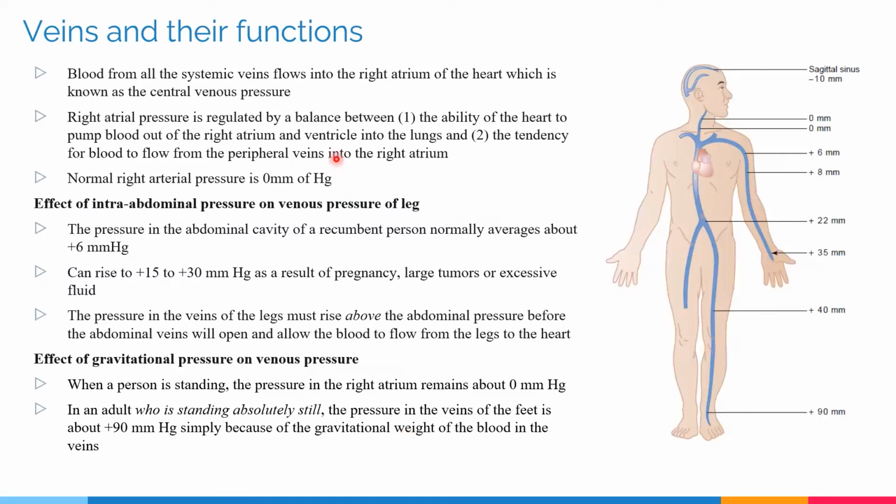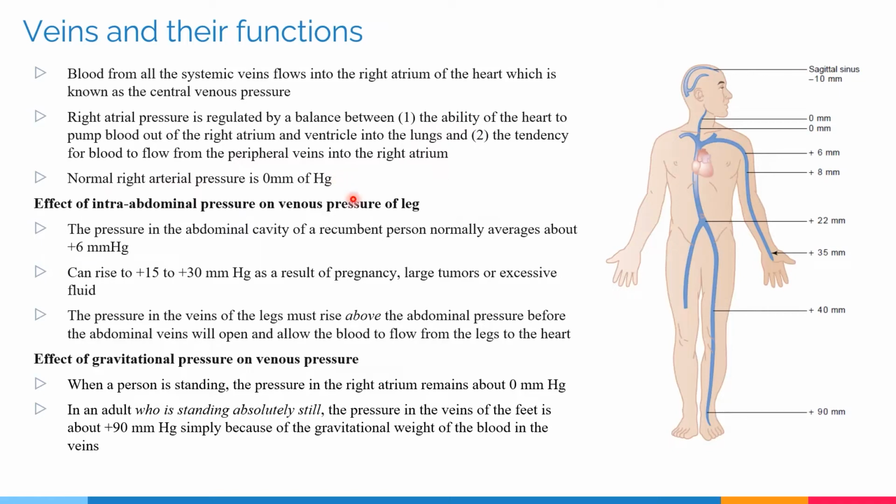Next, we move on to veins and their functions. Blood from all systemic veins flows into the right atrium of the heart, which is known as the central venous pressure. The right atrial pressure is regulated by a balance between the ability of the heart to pump blood out from the right atrium into the ventricles and into the lungs, and the tendency of the blood to flow from the peripheral veins into the right atrium.